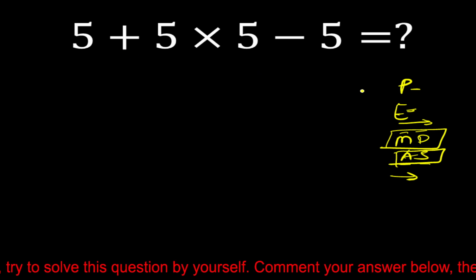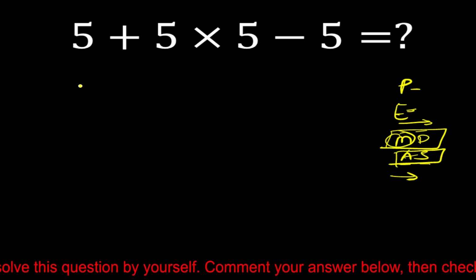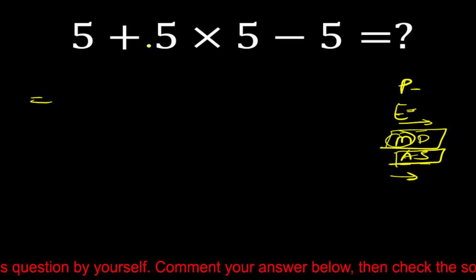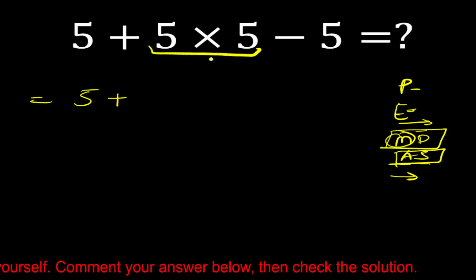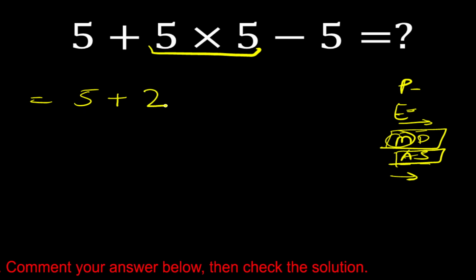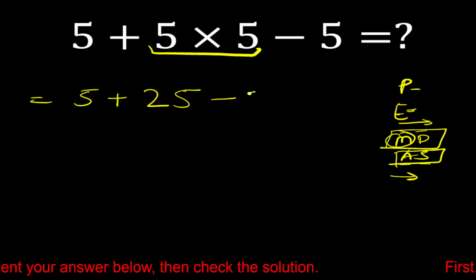So in this equation, first priority is multiplication. So first we have to multiply this part. So 5 plus 5 multiply 5 is equal to 5 plus 25 minus 5.